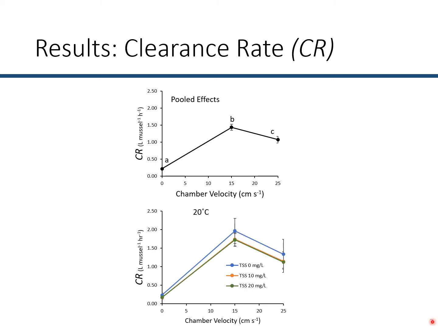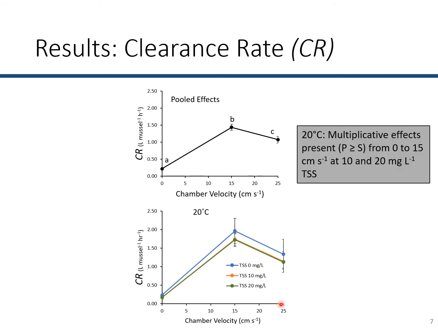So with chamber velocity along the x-axis, we can see here on our bottom graph that we are looking at the individual effects of CRs occurring at 20 degrees Celsius. So from 0 to 15 centimeters per second, CR is increasing in every given case of TSS, and from 15 to 25 centimeters per second, CRs are decreasing in every given case of TSS. And what we found here when we compare it to the pooled effects found above, which is taking all of the effects together, we found multiplicative effects to be present from 0 to 15 centimeters per second at 10 and at 20 milligrams per liter TSS.